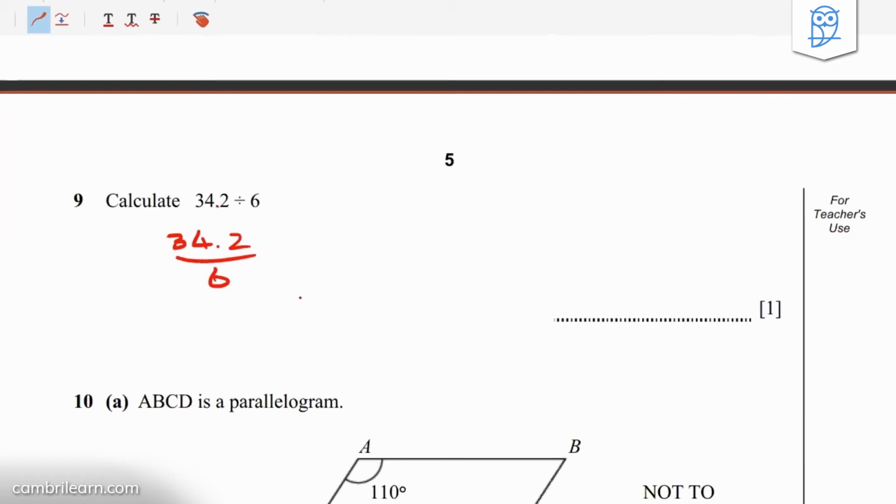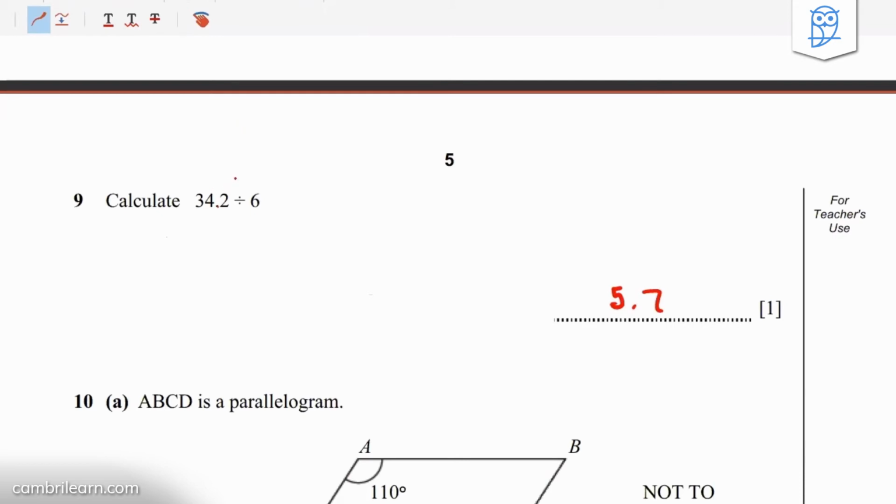This is exactly the same as saying that we have 342 divided by 60. Just to make it a bit simpler, we could have done that, but all of you know how to divide by something with a decimal. So we can use long division if you want, or just short division, but the answer to 34.2 divided by 6 is just equal to, okay, 5.7.